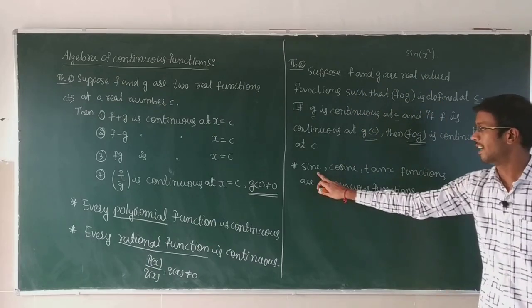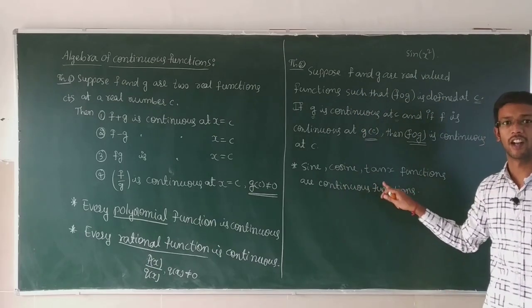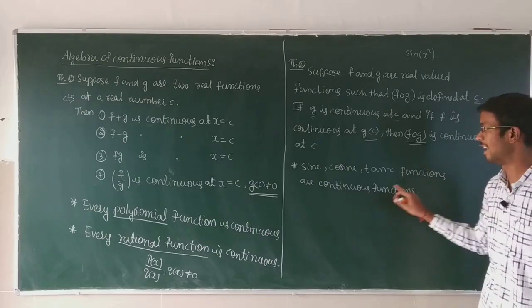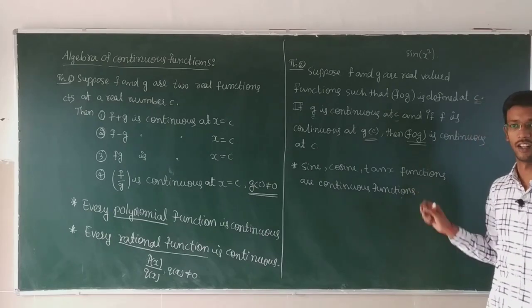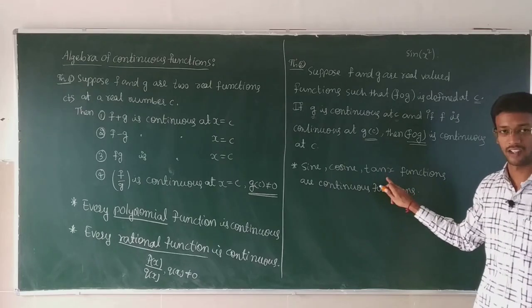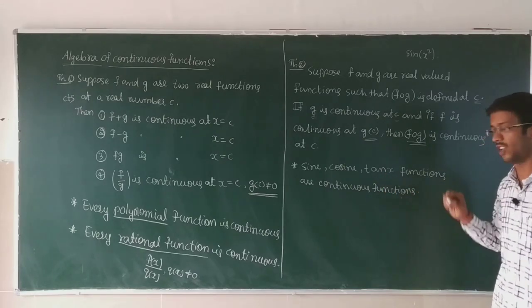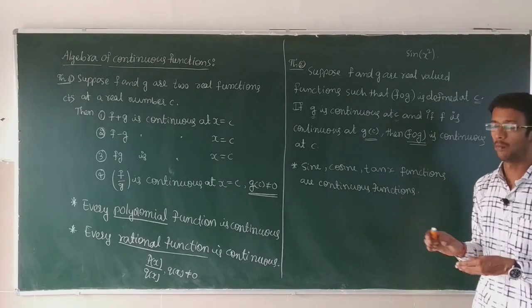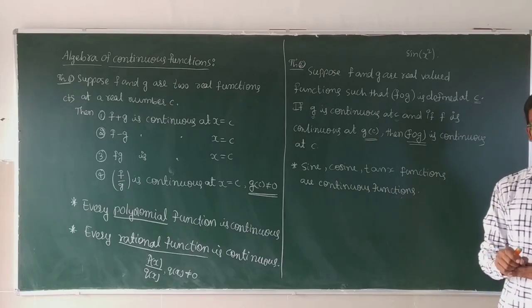Next, sine value, cosine value, tan value, trigonometric values are continuous functions. Trigonometric ratios are continuous functions. These are the basic important points we will use in the exercise. So next we will see the exercise problem.